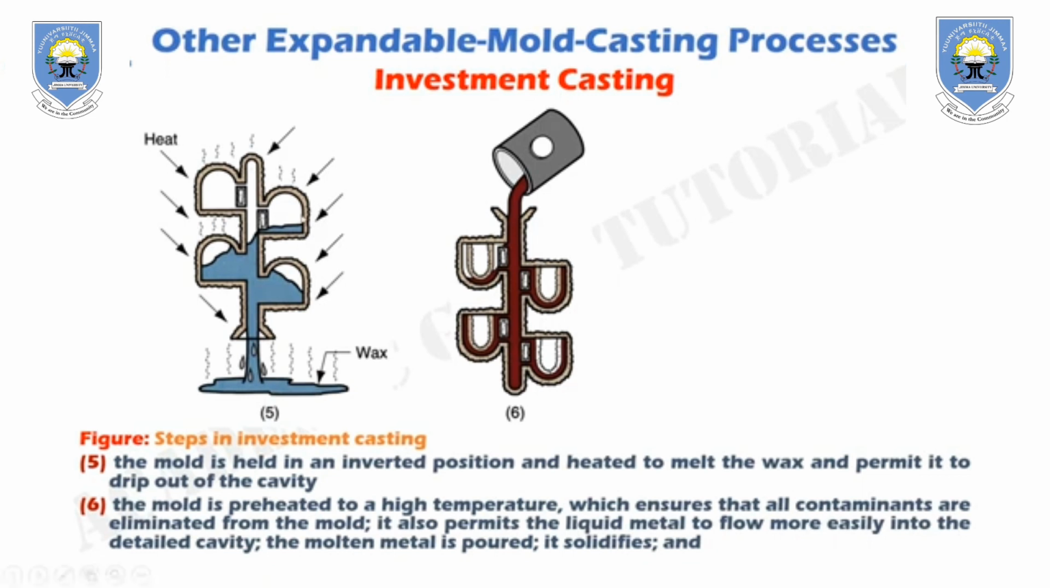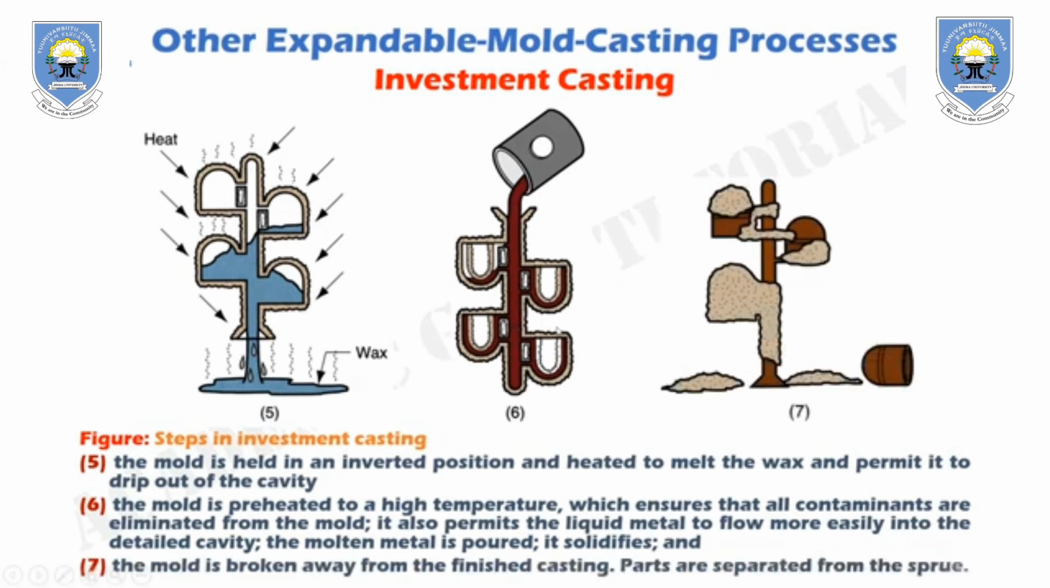The molten metal is poured, it solidifies, and figure 7 shows the seventh and final step in investment casting process, where the mold is broken away from the finished casting. Parts are separated from the sprue.